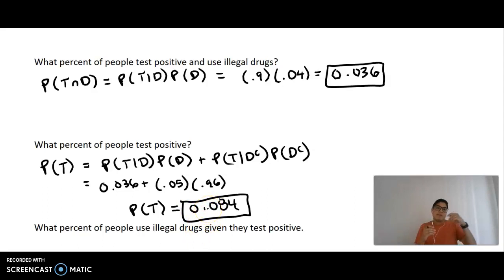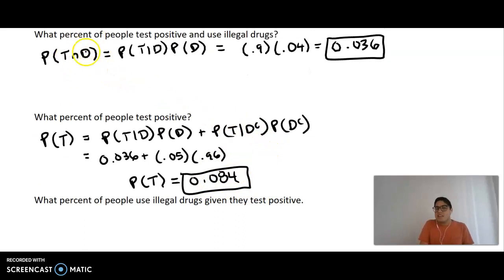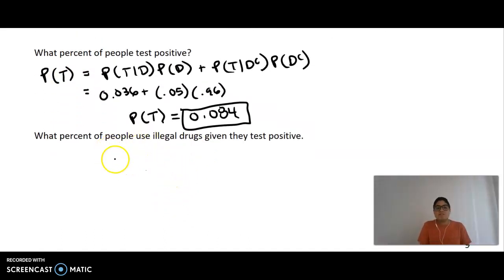So I just got that by summing up the two ways that I could test positive from this probability tree. Now notice here, I've got an intersection and I've got a total. This sounds a lot like both over a condition. So let's see what part C is going to reveal to us. And lo and behold, what percent of people use illegal drugs given that they test positive?